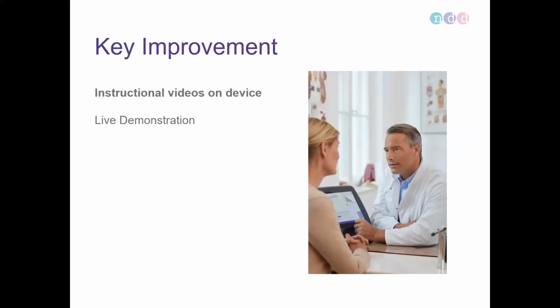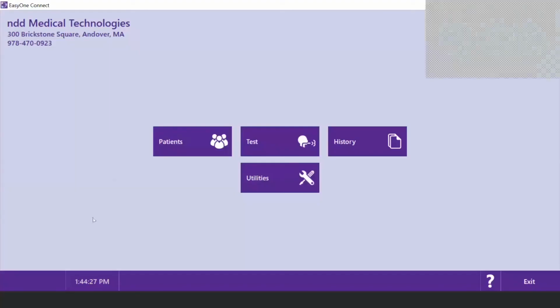I'm going to take a moment and switch over to our EasyOne PC software. Again, this is going to look the same on the Pro and the Pro Lab, a little bit cleaner screen here. So this is the home screen on the EasyOne Connect software. As you can see, if you've got a lab, it's going to look exactly the same. Where you're going to be able to access these instructional videos is on this question mark down here on the lower right-hand side of the screen, next to the exit button.